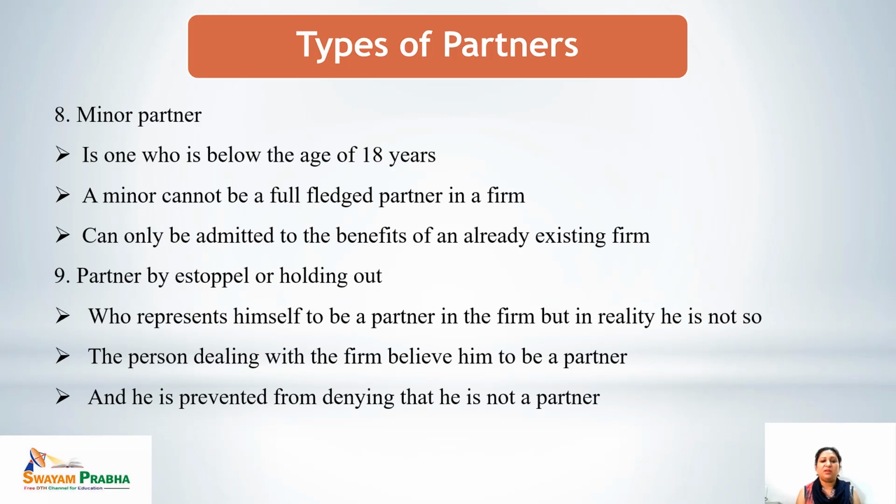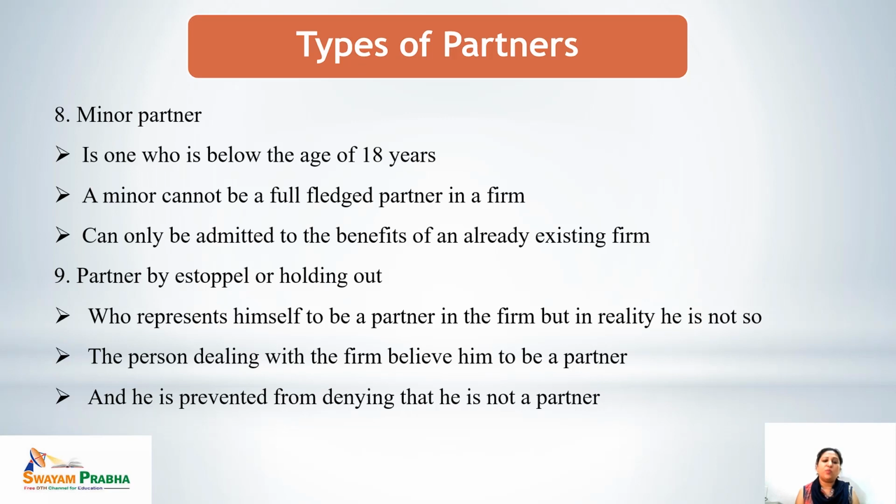Next is a minor partner. As we all know, a person who is below the age of 18 years is known as a minor. A minor can never be entered as a full-fledged partner in a firm because he does not have the capacity to be a party to a contract. A minor can only be entered for the benefit of the firm, for sharing of profits in an already existing firm. He cannot be a full-fledged partner in a new firm.